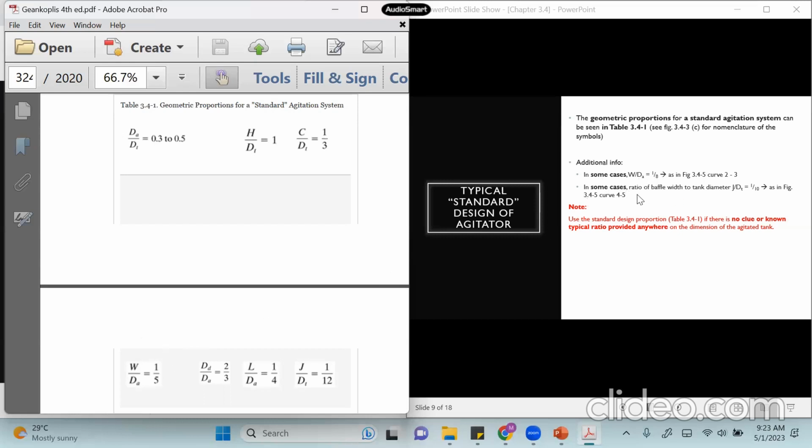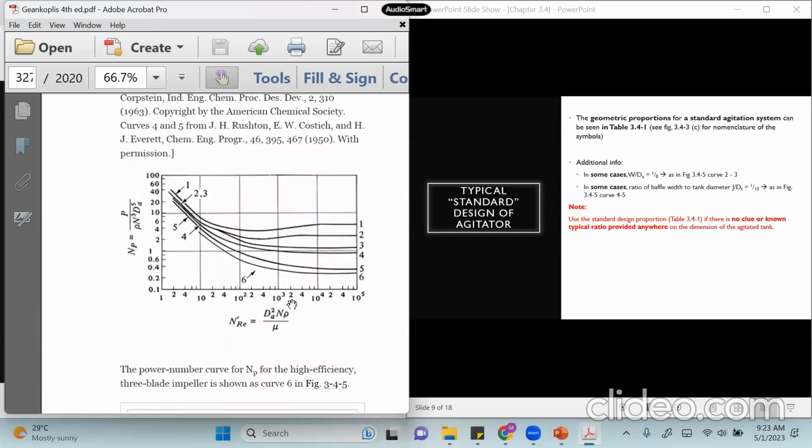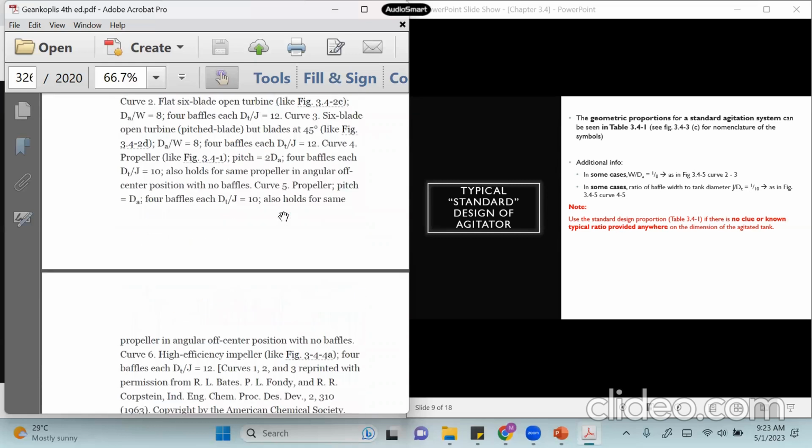Also in some cases, the ratio of baffle width J to the tank diameter dt is 1/10. Here in table 3.4 it is 1/12. But in curve 4 and curve 5, if I scroll down again, I will see the note here. For curve 4, dt over J is 10, or I can say J over dt is 1/10. And curve 5, for propeller, J per dt is also 1/10.